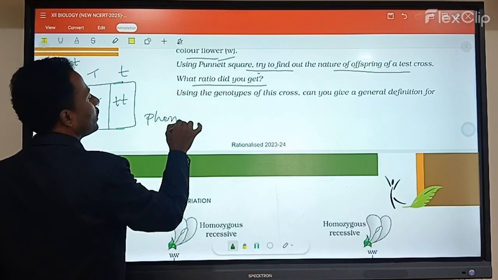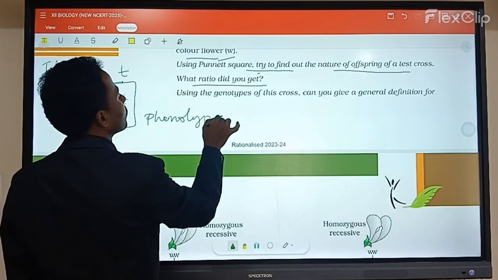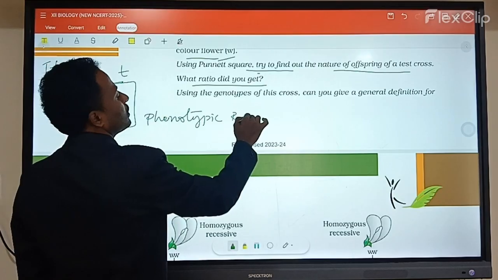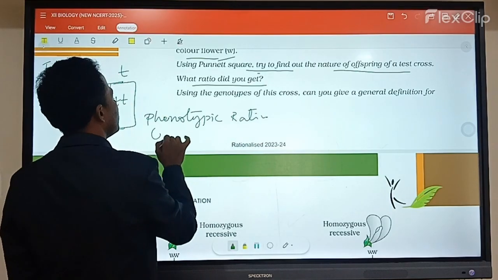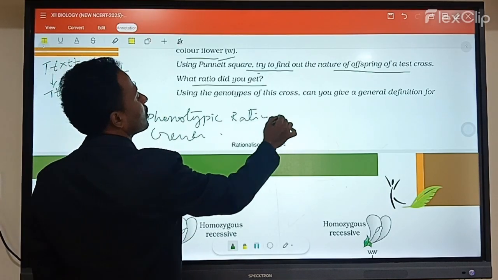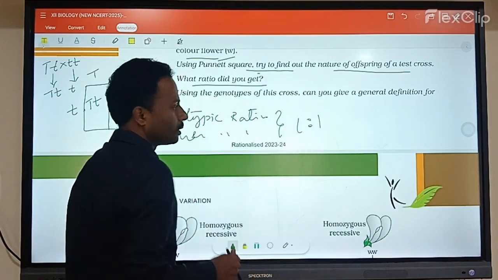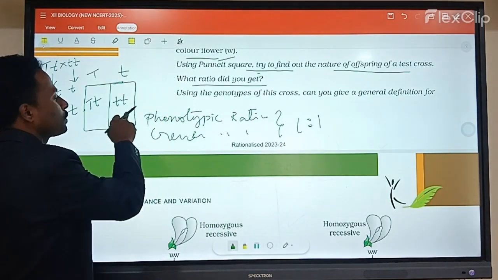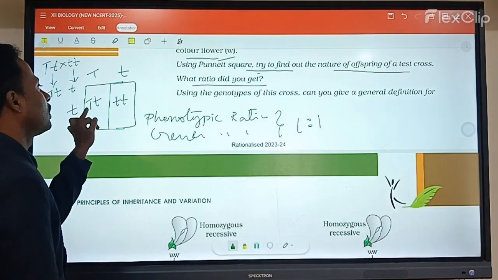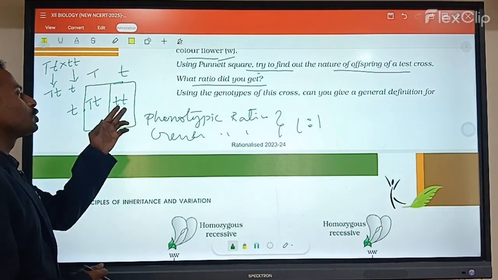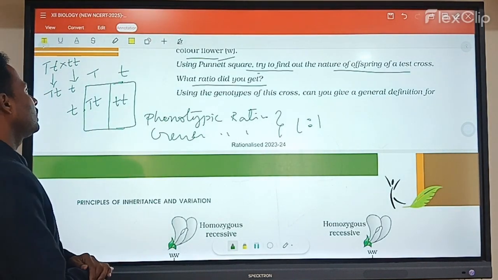Here the phenotypic ratio and then the genotypic ratio, what is it? That is completely 1:1. So one character is present, which means the heterozygous tolerant dwarf is one character and the recessive parent is one character also present.